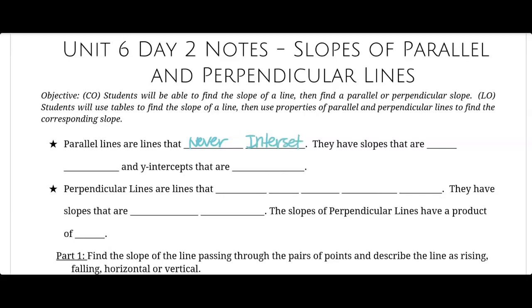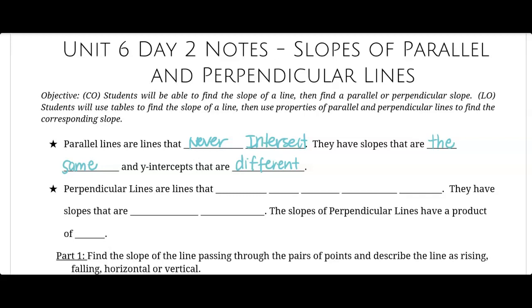And because they never intersect, that means that they have slopes that are the same and their y-intercepts are different. It's important to note that the y-intercepts are different because if they have the same slope and the same y-intercept, then in essence, they're the same line. So that is why the different y-intercepts piece of the definition is important.